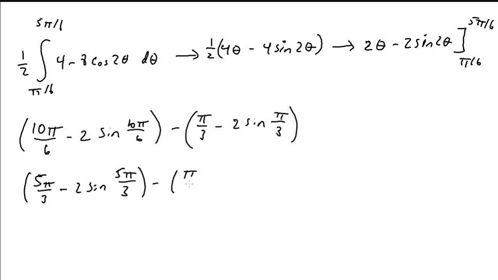And I'm just going to rewrite pi over 3 and minus 2 sine of pi over 3. So we get 5 pi over 3 minus 2 times sine of 5 pi over 3. And sine of 5 pi over 3 is negative square root of 3 over 2.